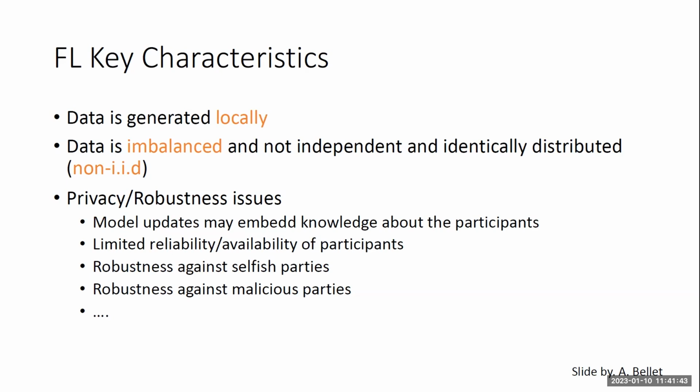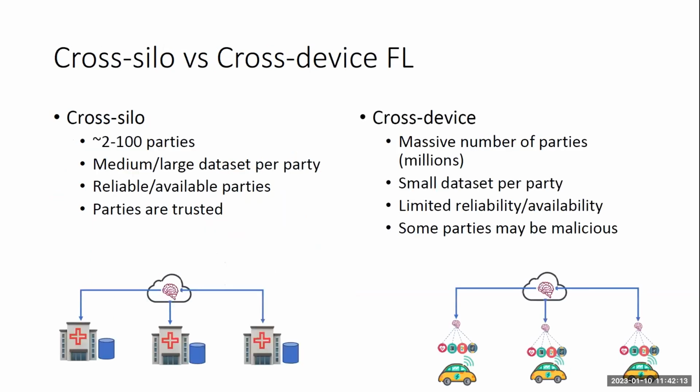You have limited reliability and availability of participants. Participants can crash or become malicious and send bad model updates to the central server. You might also have selfish parties. So some participants just do not contribute their fair share to the system and so on. So many threats are open in these kinds of environments.